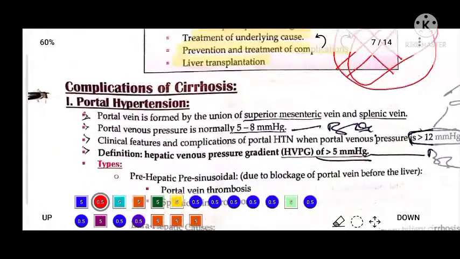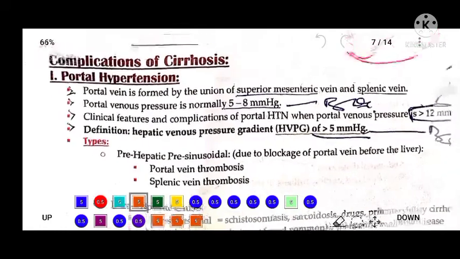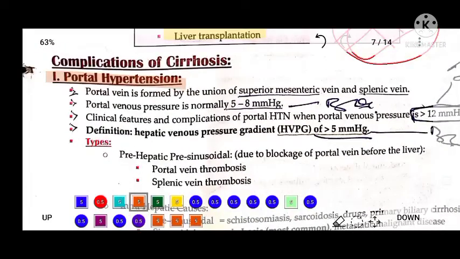Now, in other videos, we will also look at the complications of decompensated chronic liver disease, CLD, like portal hypertension, ascites, hepatic encephalopathy, variceal bleeding, and other complications. Okay, so complications of cirrhosis are portal hypertension, ascites, variceal bleeding, and encephalopathy. So we will look at the complications one by one.